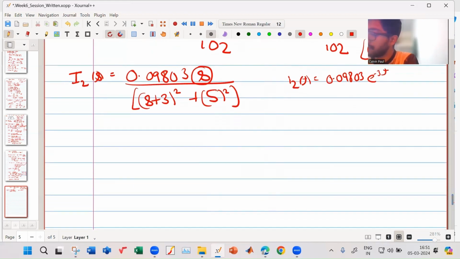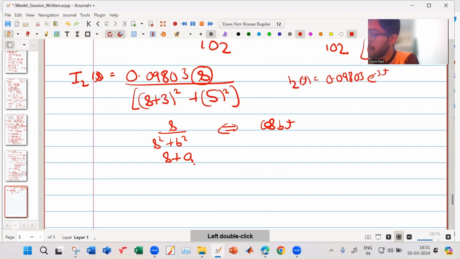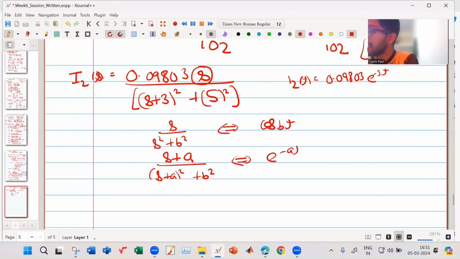So I'll write, we know S upon S square plus B square is equal to cos BT. But over here, we should have S plus A upon S plus A the whole square plus B square, which is equal to e raised to minus AT into cos of BT. But we cannot do this here because it is just S. It has to be made into S plus 3.